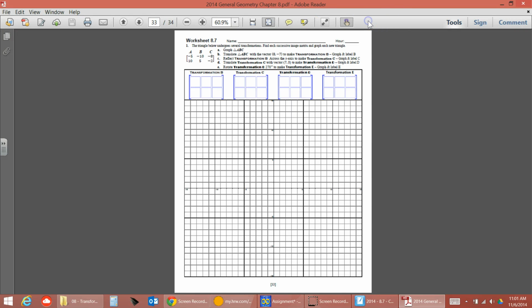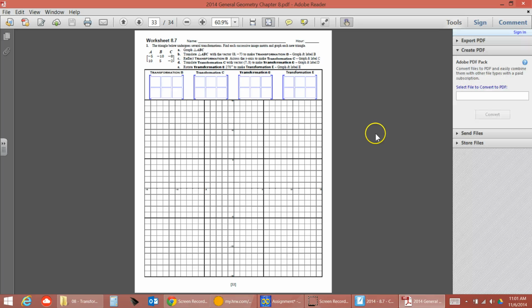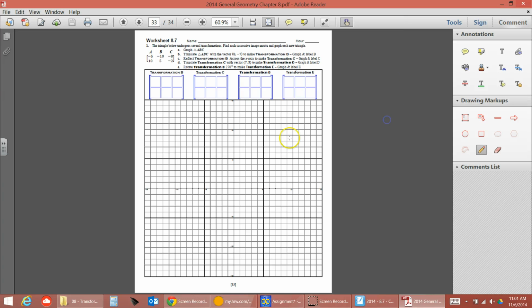Let's see if I can get the little pencil thing out here. This is not usually how we do it. Comment. There we go. Pencil.